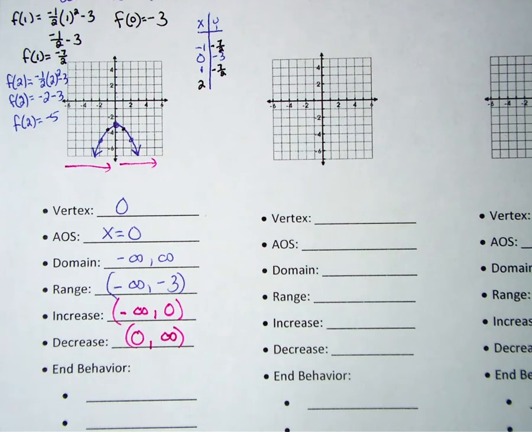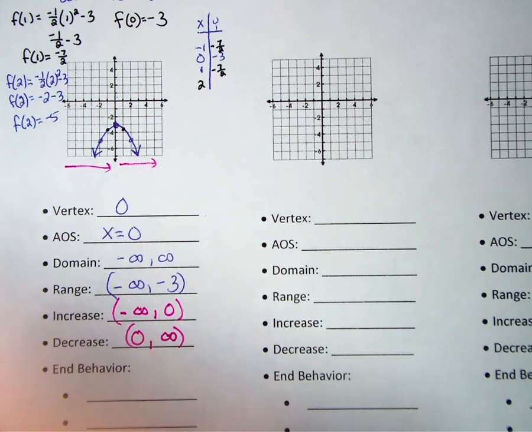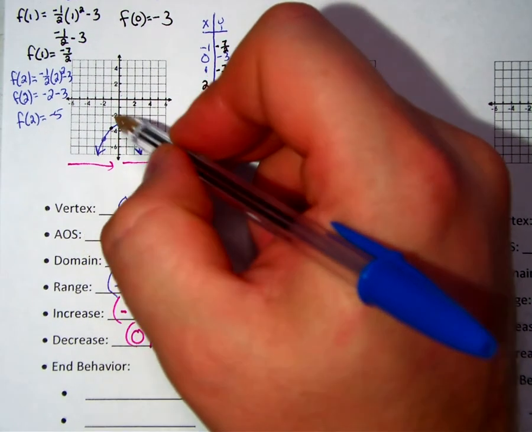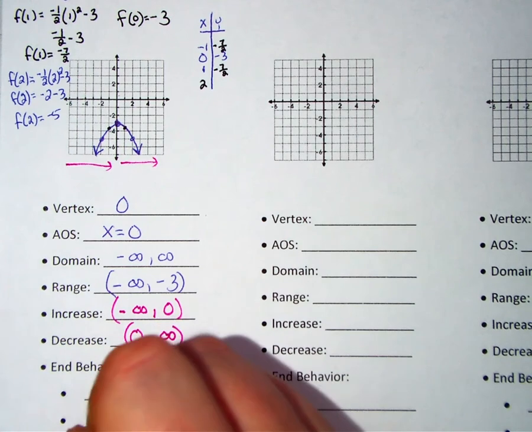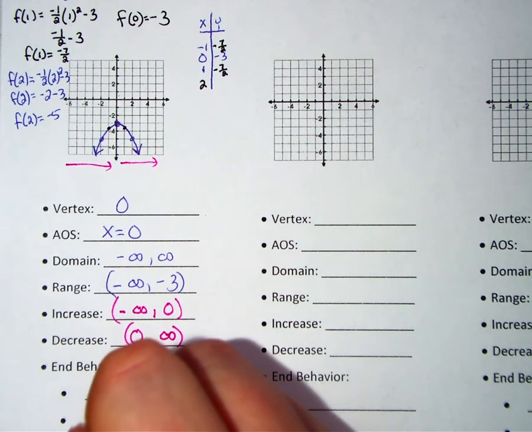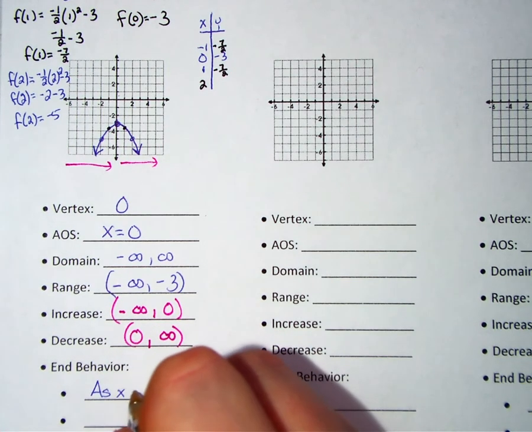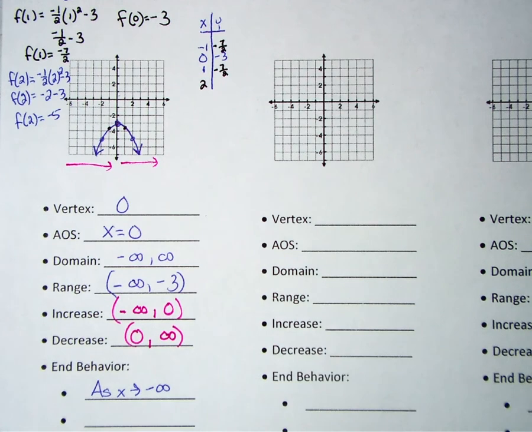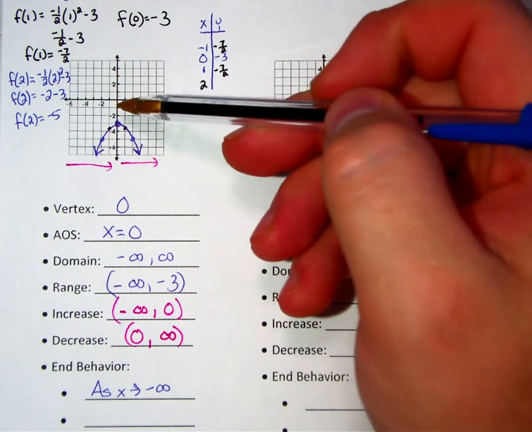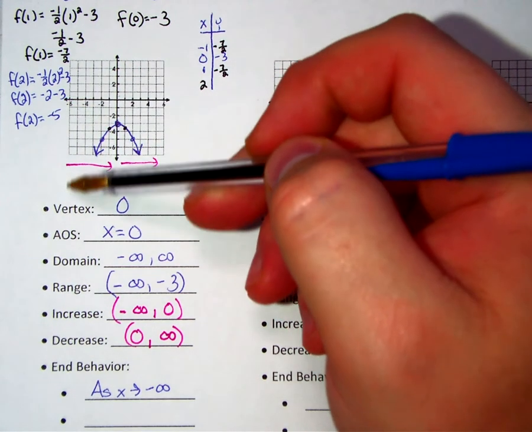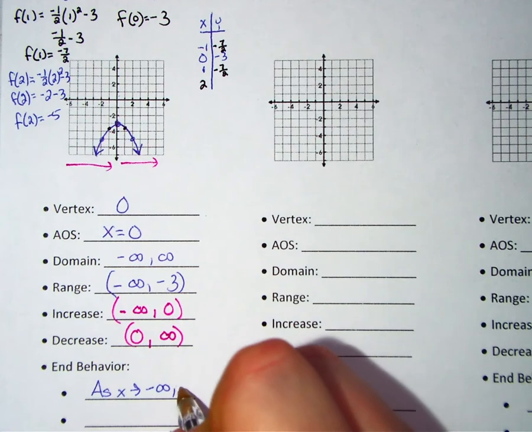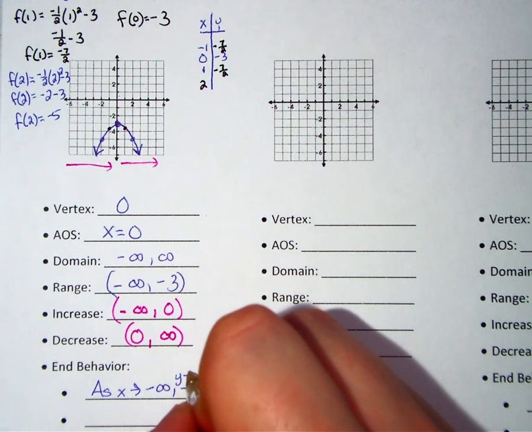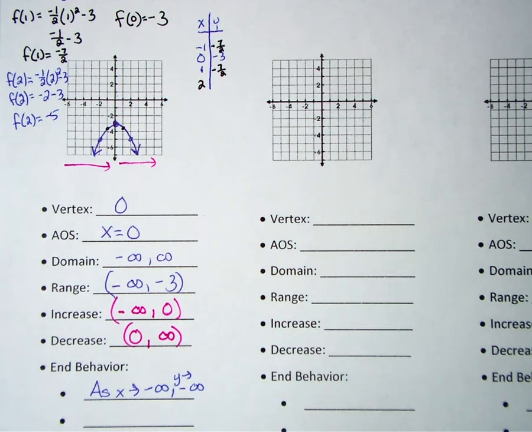All right, end behavior. End behavior starts at the point of the vertex or at the y-axis and says, if I move to the left, well, moving to the left is as x approaches negative infinity. What is happening to my y values? Well, as we move further left, my y values are moving further down. They are approaching negative infinity. Y approaches negative infinity.